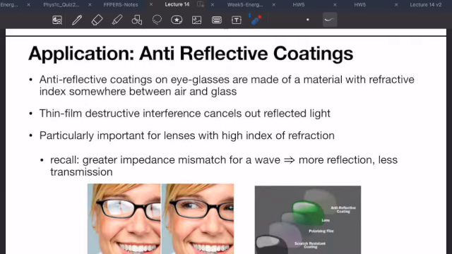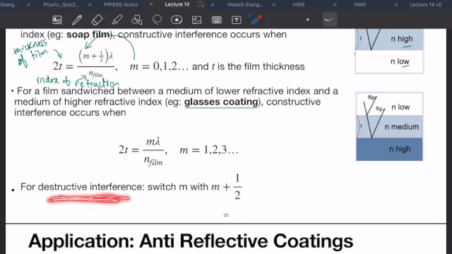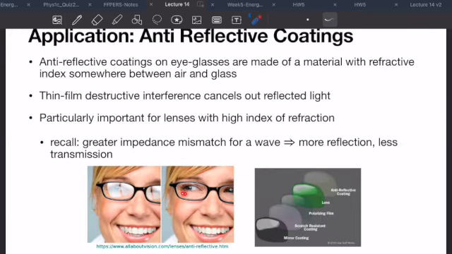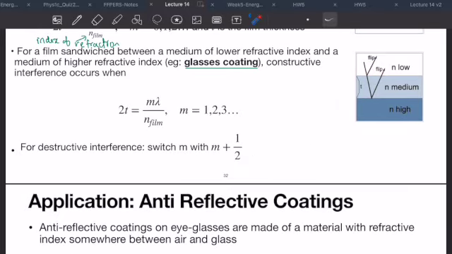And some applications of this is anti-reflective coating. So on your glasses, we put a coating such that you actually don't get good reflection. So you would be looking for destructive interference so that you don't want light to reflect well off your glasses. So you want to put some kind of a film here that meets the opposite of this condition, basically when m gets switched to m plus a half and we get destructive interference.